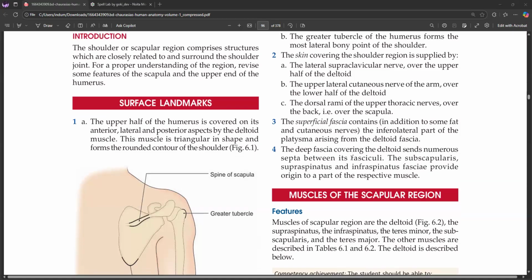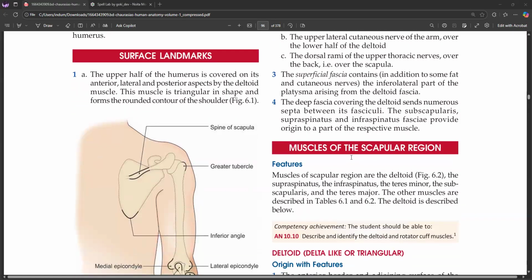Number 3. The superficial fascia contains, in addition to some fat and cutaneous nerves, the inferior lateral part of the platysma arising from the deltoid fascia. Number 4. The deep fascia covering the deltoid sends numerous septa between its fasciculi. The subscapularis, supraspinatus, and infraspinatus fasciae provide origin to a part of the respective muscle.